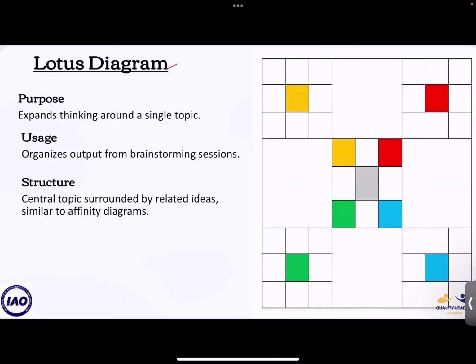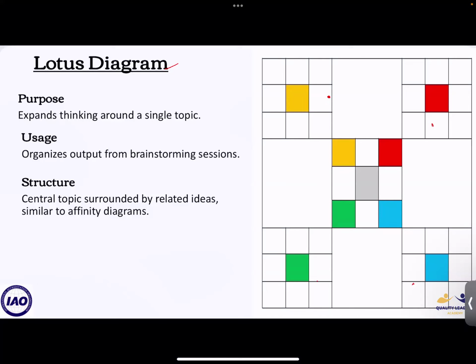Now let's break down how it works. At the center of the diagram, you'll find your main topic. So this is the core focus. Surrounding it, you have boxes for related ideas. Each of these ideas can then be expanded further in their own surrounding boxes, just like petals around a lotus flower.